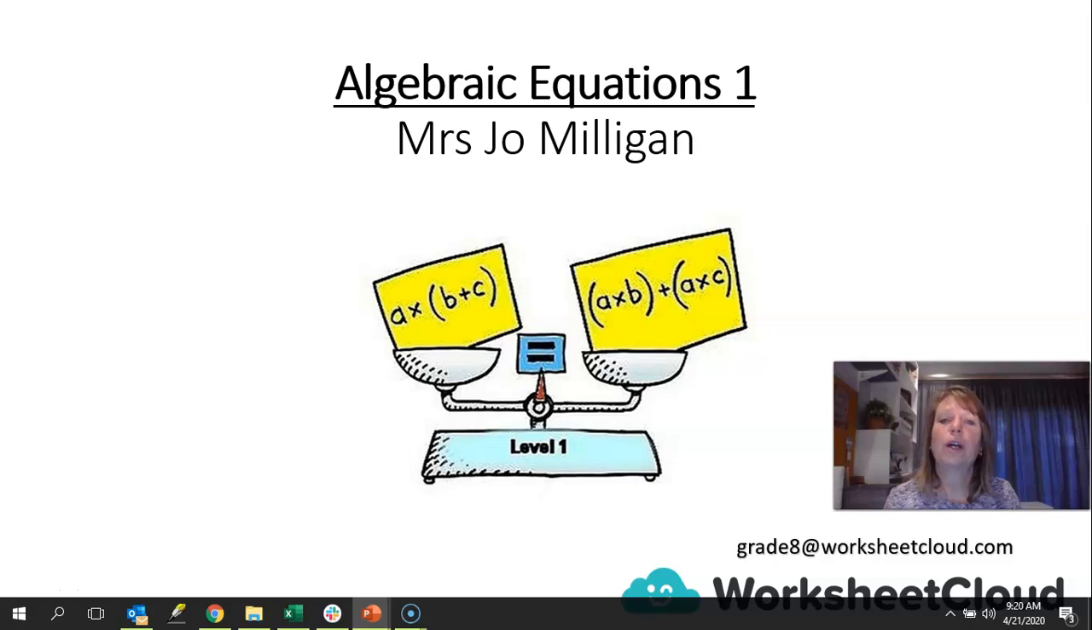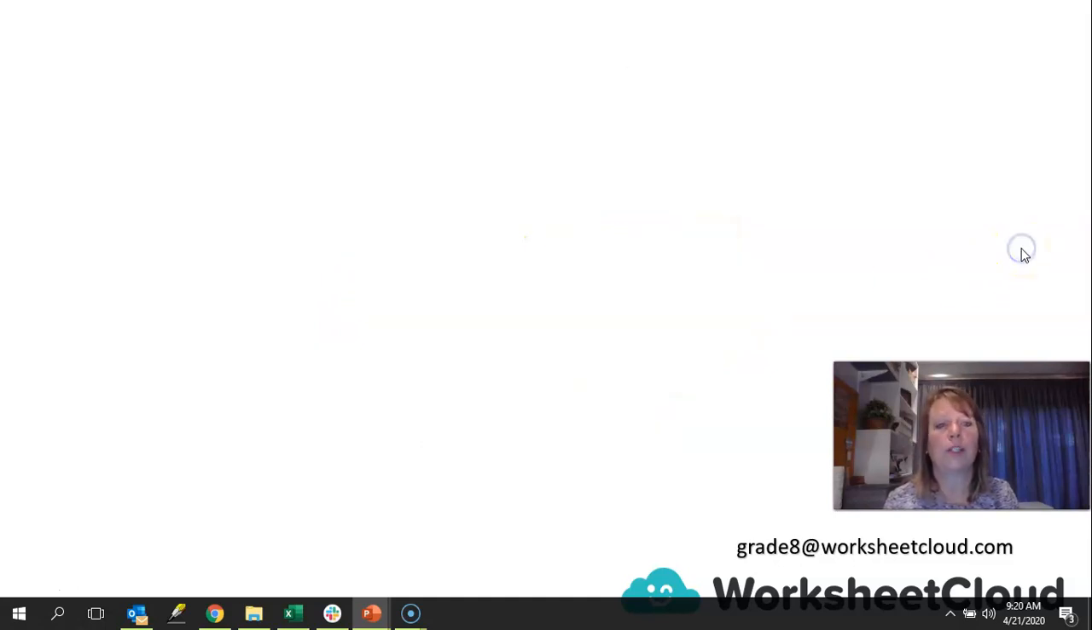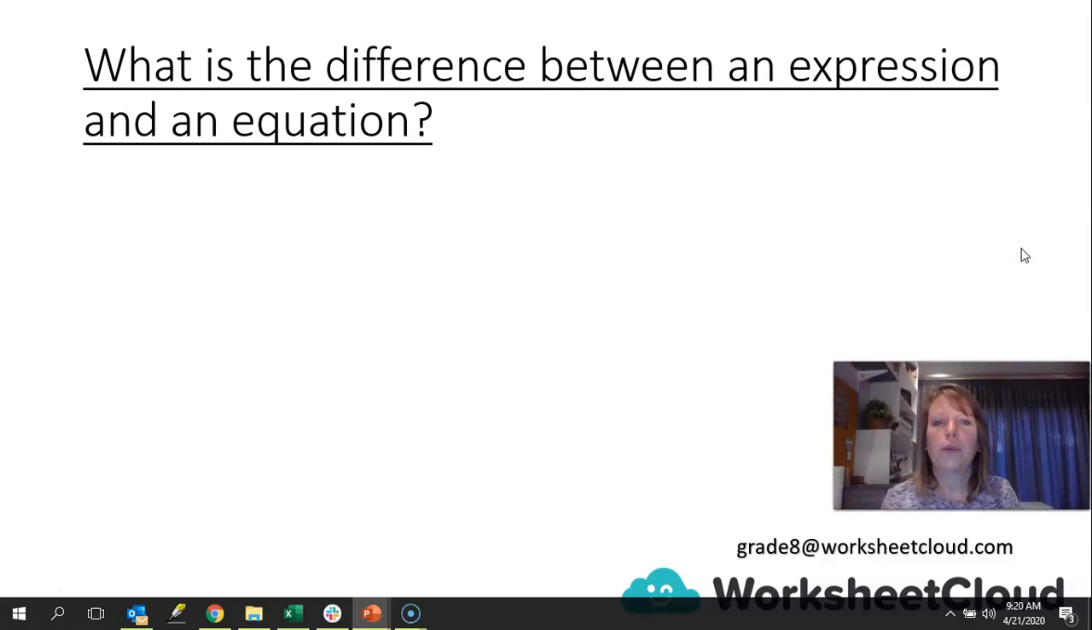Right, we're going to go on to algebraic equations today. We have already done algebraic expressions, and the difference is that now we're going to look at how to keep a scale balanced using an equation. So what is the difference between an expression and an equation?